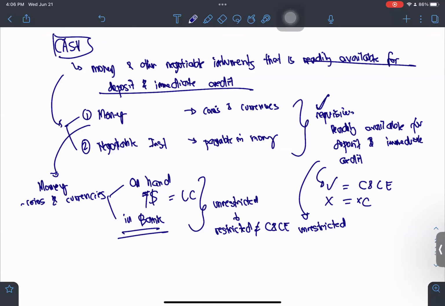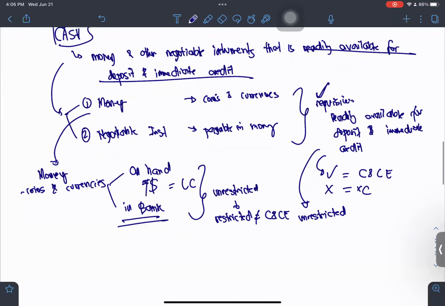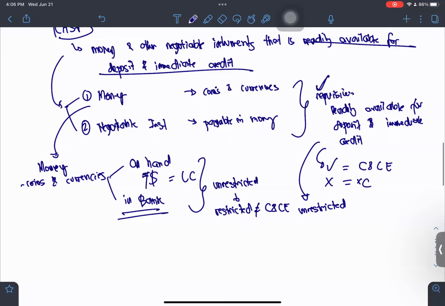Now, let's look into your cash in bank. As a rule, if ever it is restricted, then it is not part of cash. Okay? If that is restricted, it is not part of cash. So when can we say that it is considered restricted? It is restricted if ever it is for non-current use. Then how do we present it?